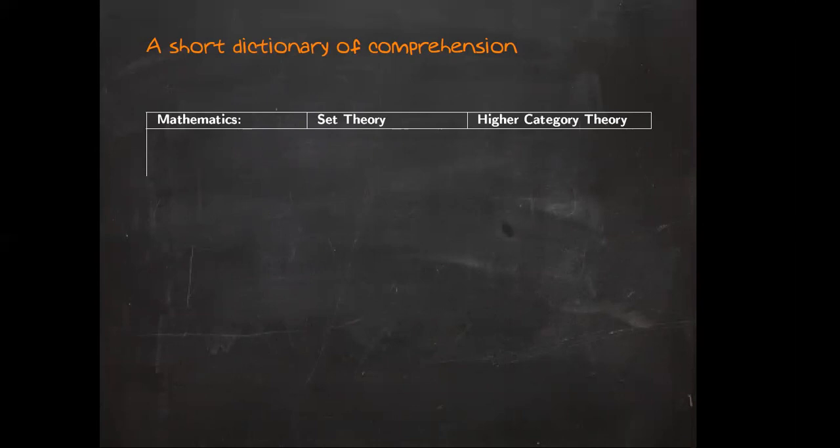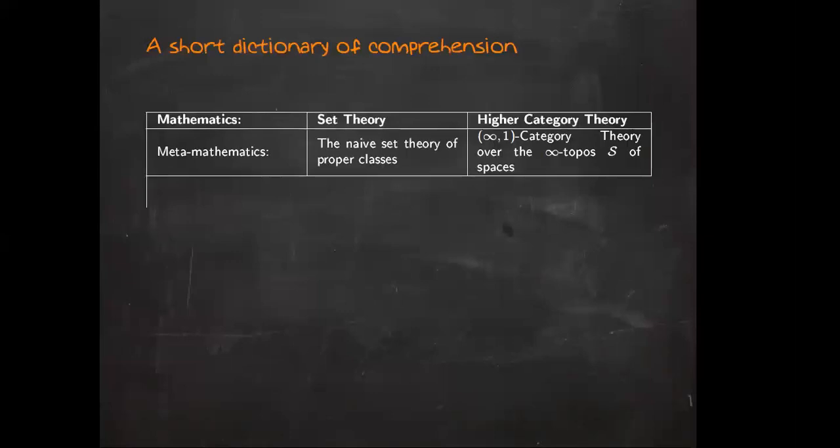Everything that has to do with comprehension schemes. All right. So what is the meta-mathematics we consider? In set theory, it is just naive set theory, right? And the notions there are the proper classes. And in higher category theory, we might say the meta-mathematics is just naive category theory. In this case, naive higher category theory, right?